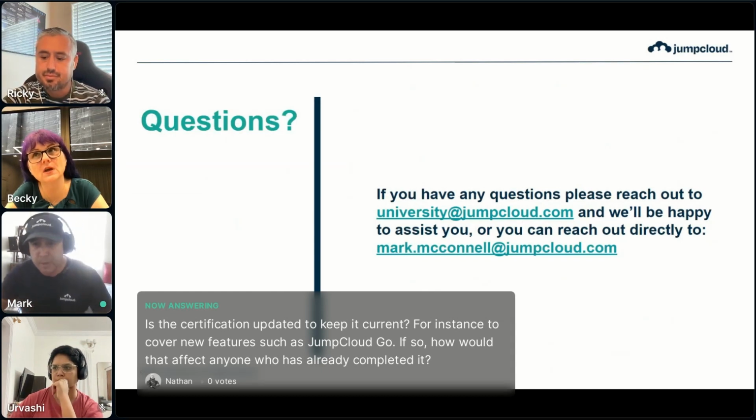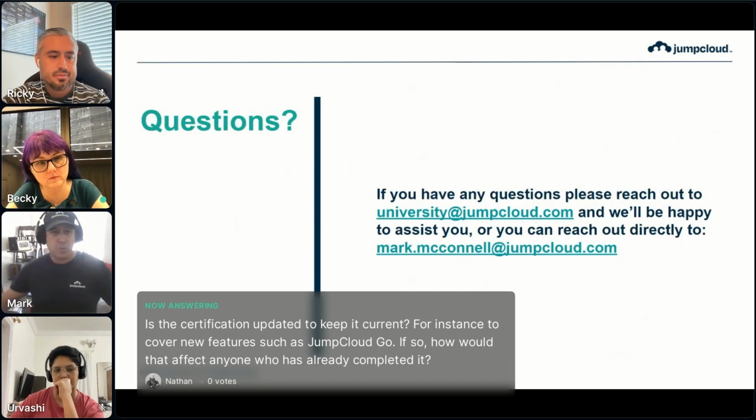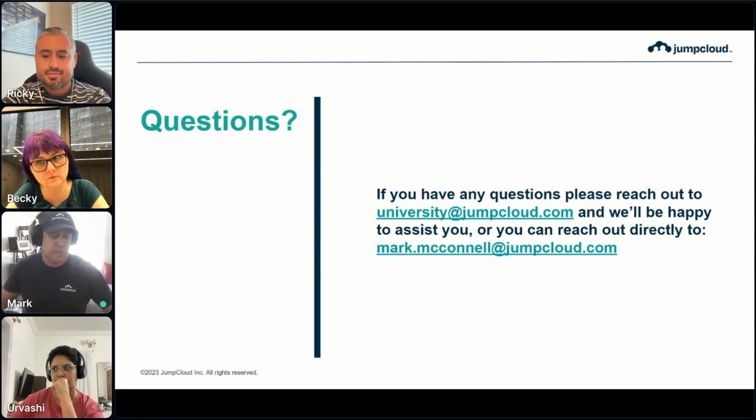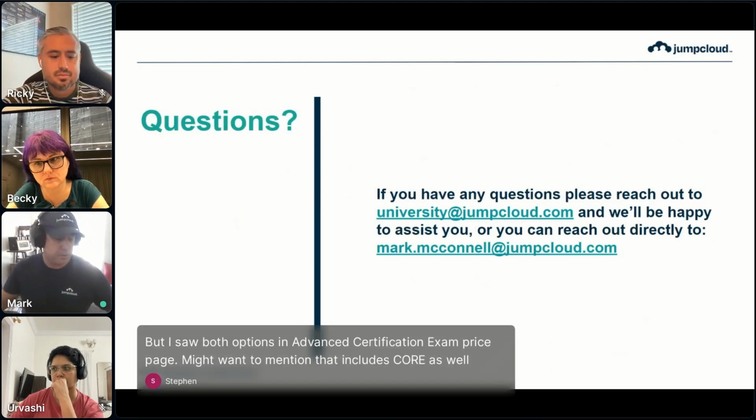If these expire in a year, is there going to be any difference in cost from the first certification of 99 versus a renewal? We are still looking at that strategy, Becky. Our thought is there may be a small nominal fee just to get recertified, so a renewal course, but that is still to be determined.